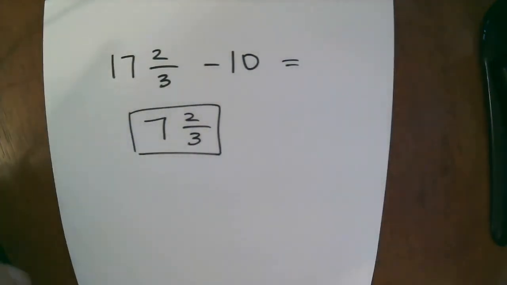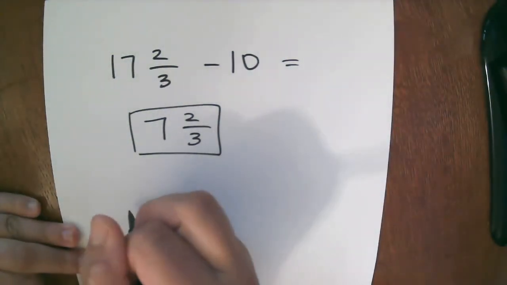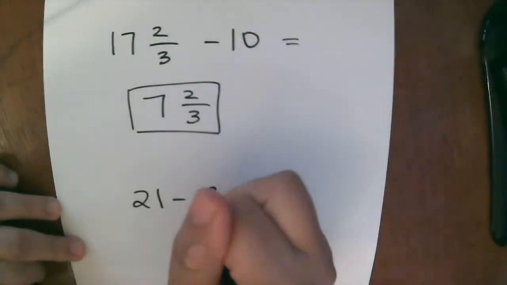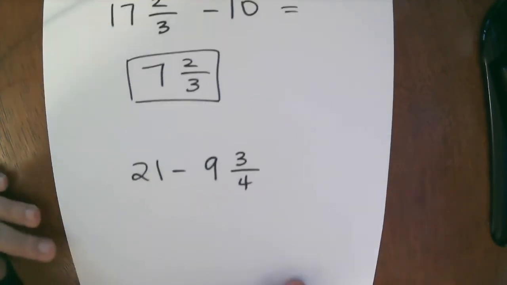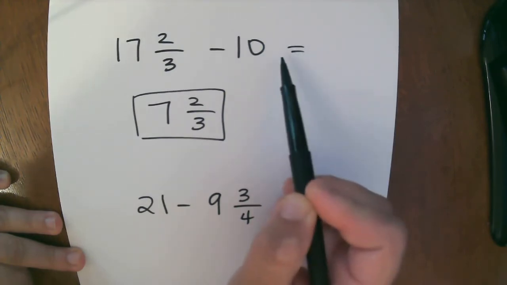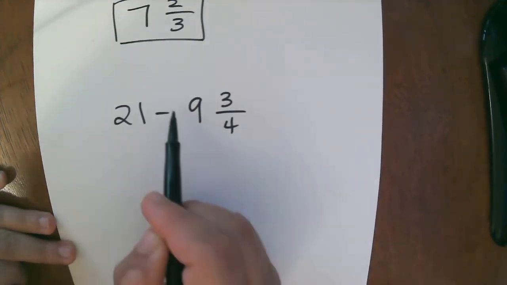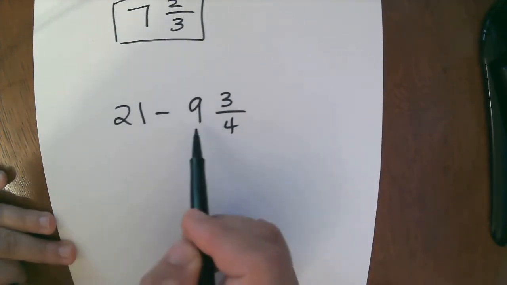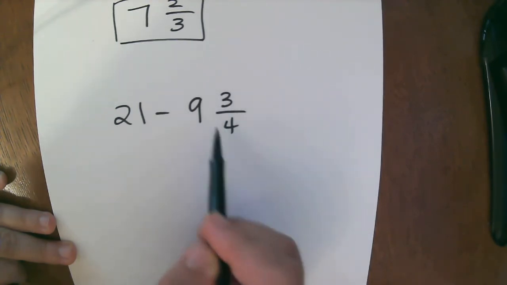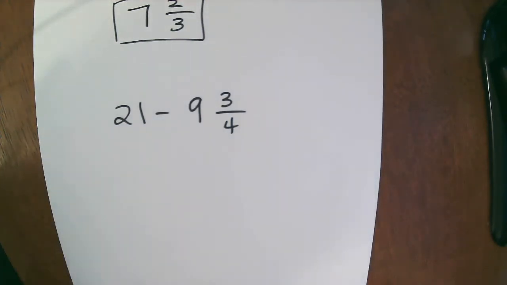Now let's flip it around. Let's give you another example. What if I had 21 minus 9 3/4? Okay, so here I had the whole number with no fraction at the end, and now it's at the beginning, okay? So let's see how it's different. So now you have $21 in your pocket, and your friend wants $9.75 from you, okay? So now your friend wants some change. Do you have any change? No, you do not. So you're going to have to make change, okay?